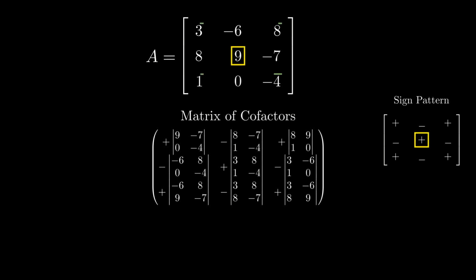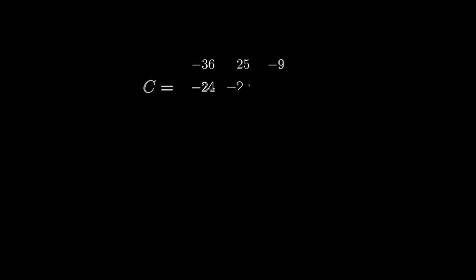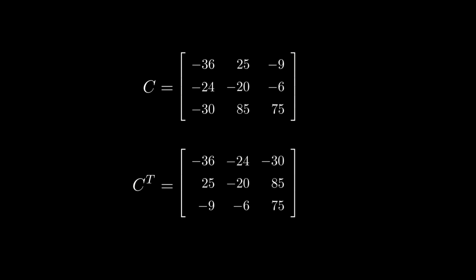And we can do this for all elements. So as you can see in the green, we are selecting the elements which aren't in the same row or column as the position in the matrix of cofactors. Now that we have formed our matrix of cofactors, we can evaluate the values inside this cofactor matrix and get the matrix C. Now we must transpose this matrix C.